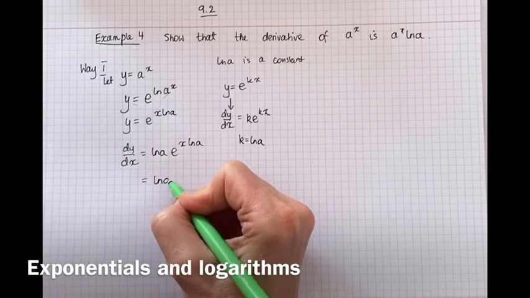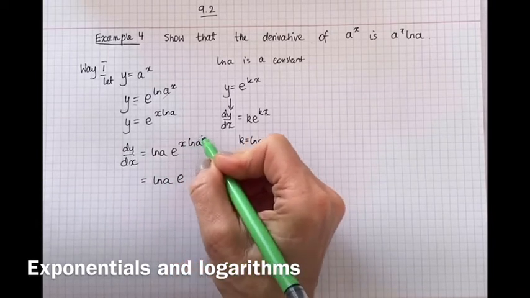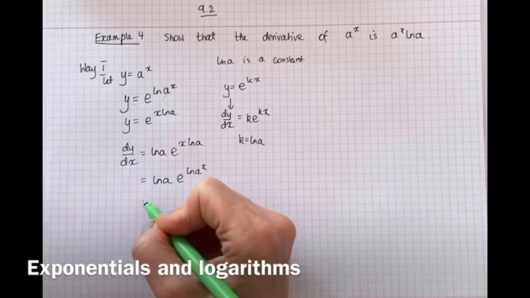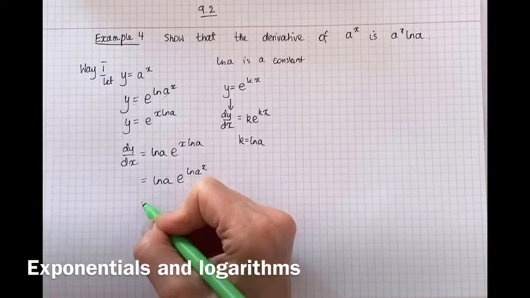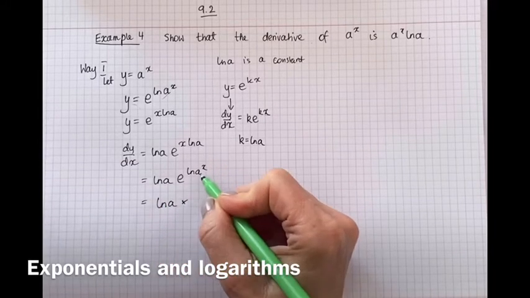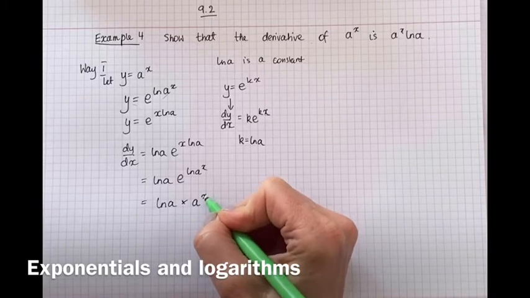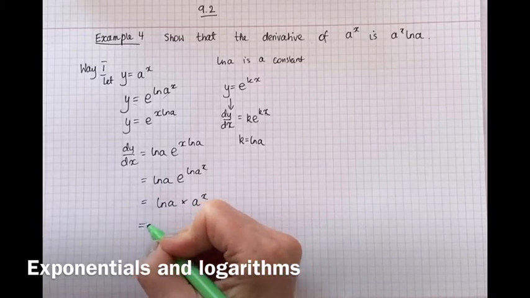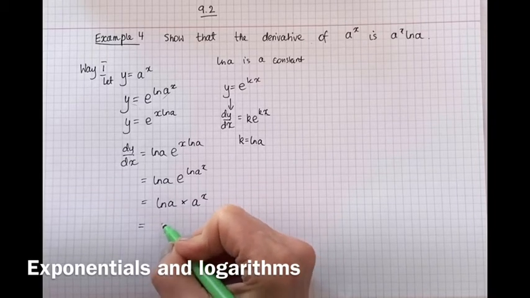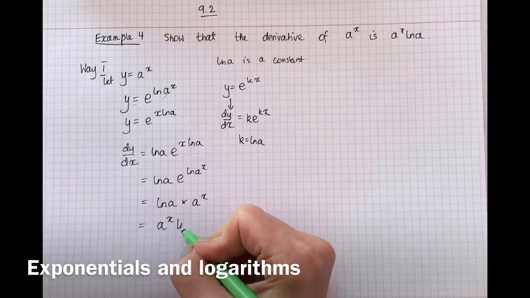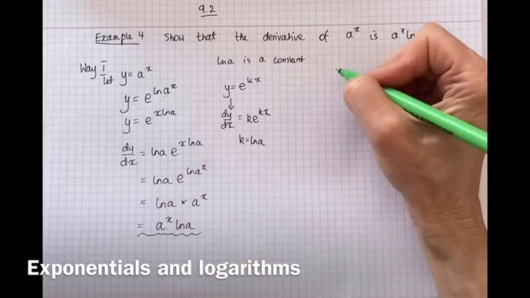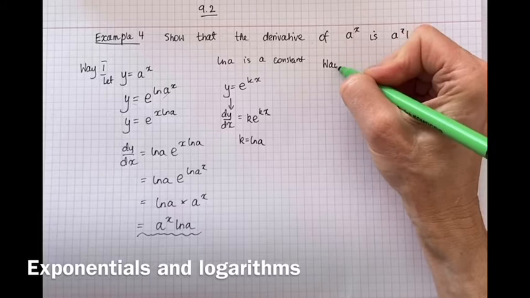So ln a, then e to the power of, let's move that x back as a power, and e and ln cancel, and you are left with ln a multiplied by a to the power of x. But we tend to write it in front because we don't want to be writing the times symbol. So a to the power of x ln a is our result. There you go. I'm going to show you way two.